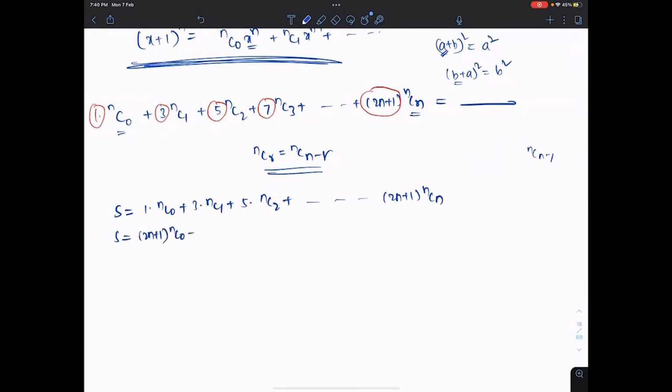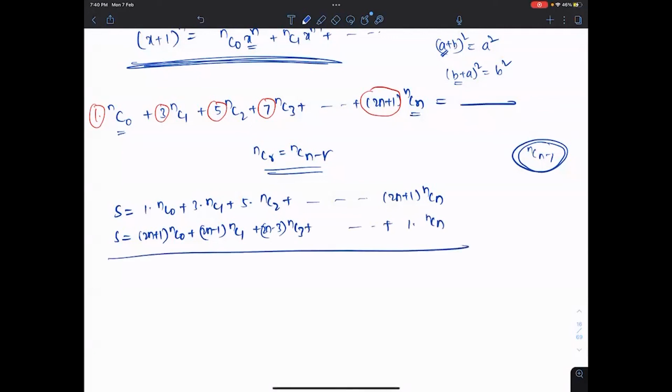You can write it as NC0. Before the 2n plus 1, 2n minus 1 would have been there, and NC(n minus 1) would have been there. That is NC1 only. So next, before that, 2n minus 3 into NC3. And at last, the first term will become the last one, NC0, you will write it as NCn.